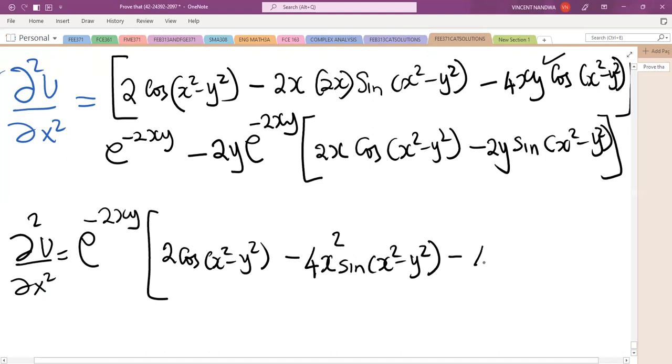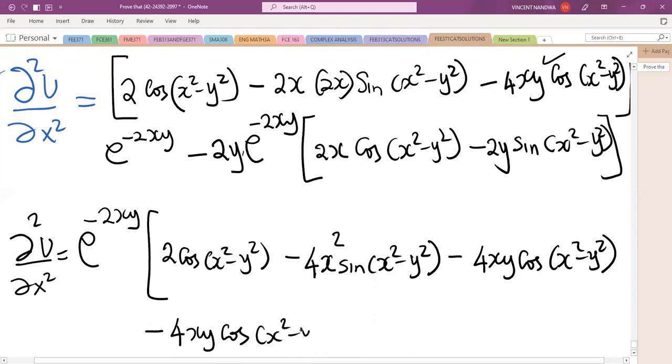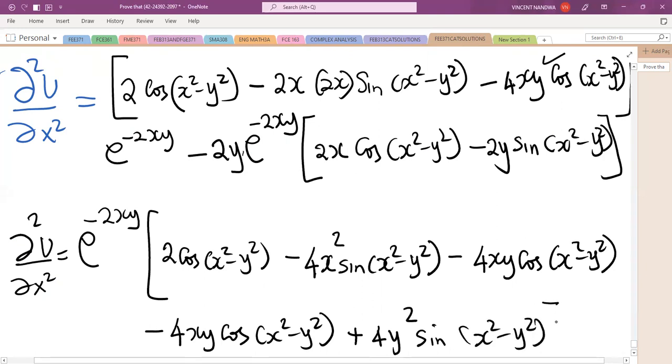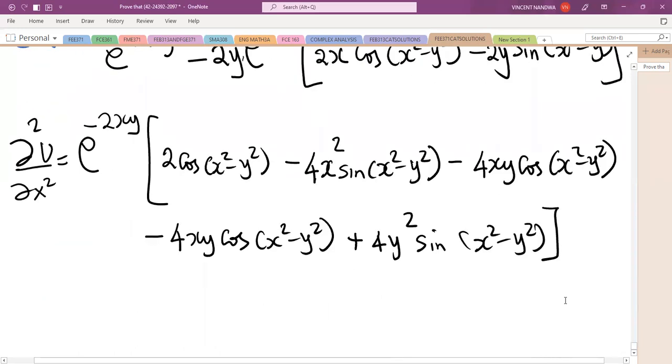Here I have minus 4xy cos of x squared minus y squared. And then you have a minus sign here. So this 2y by this one, I'll get minus 4xy cos of x squared minus y squared. And then minus minus is plus, so 4y squared sine of x squared minus y squared. So that's what I have as my partial squared u partial x squared.